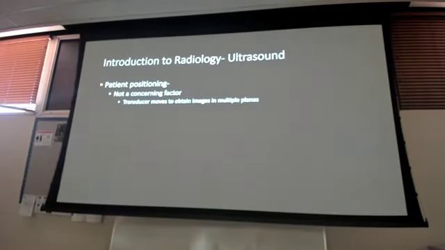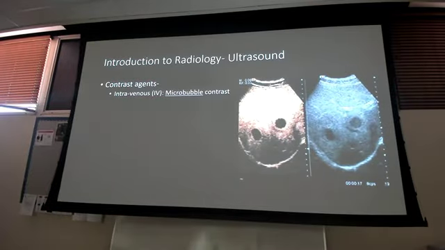Patient positioning, doesn't matter. Lying, standing, sitting, right? It's a transducer attached to a cord. You guys can put it in whatever position you want to put it into. Ultrasound has contrast. What? You will never use this. You will never order this. These are super specialized studies.